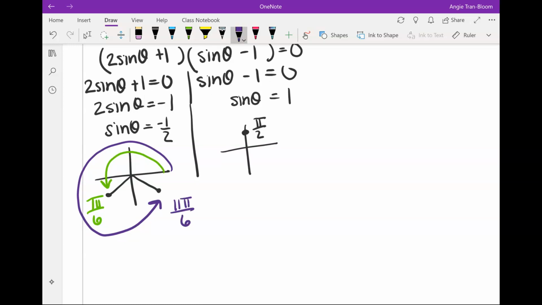Guys, do we need to add or subtract anything? No, because the period is 2 pi. So let's just list it from smallest to biggest. We have an angle of pi over 2. We have an angle of 7 pi over 6. And then one last angle at 11 pi over 6.